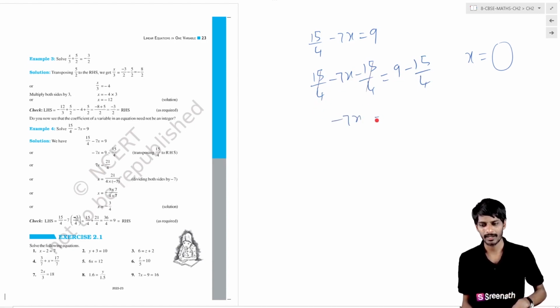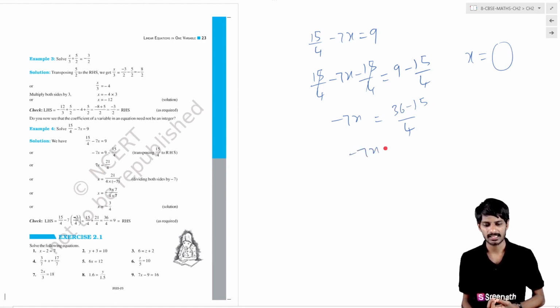That 7x will remain. And 9 minus 15 by 4. How to do this? This is by finding the LCM. So basically this is 4 and 9. 9 4s are how much is it? 9 4s are 36, minus 15. Okay, that is how much?